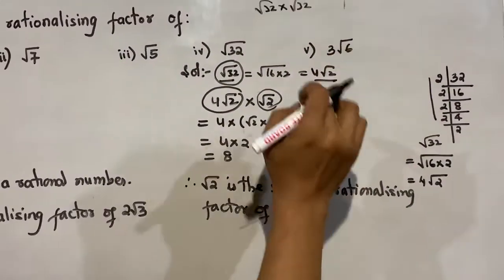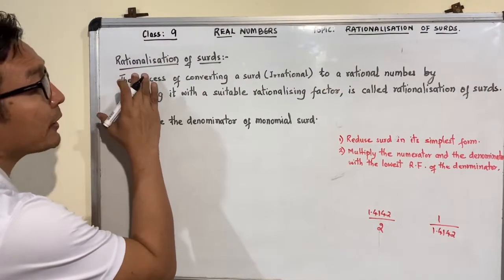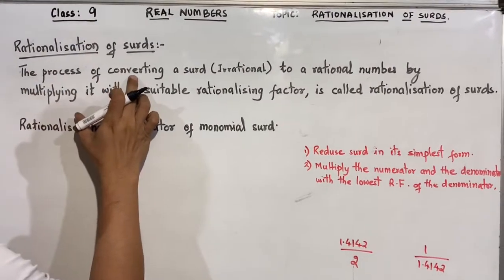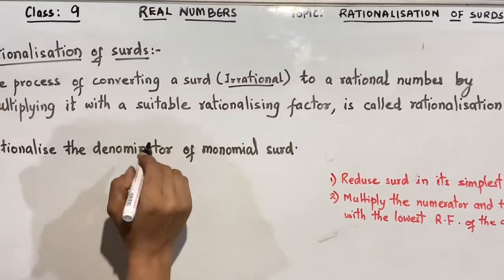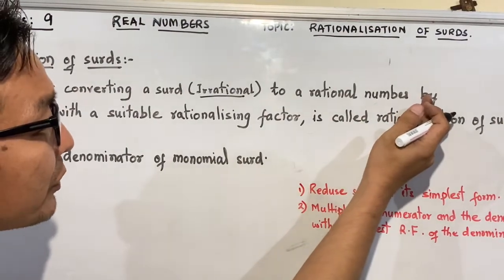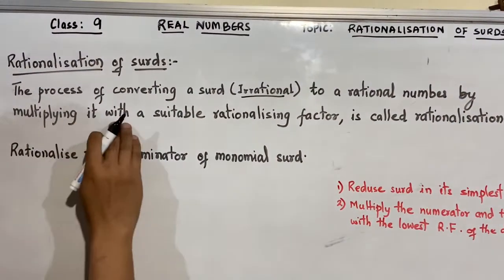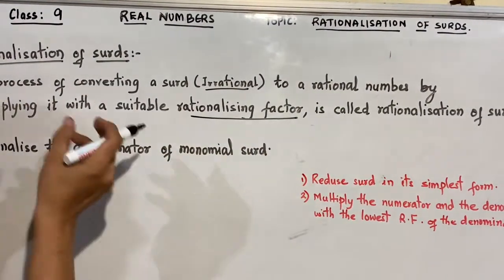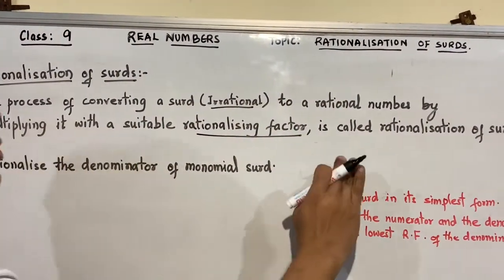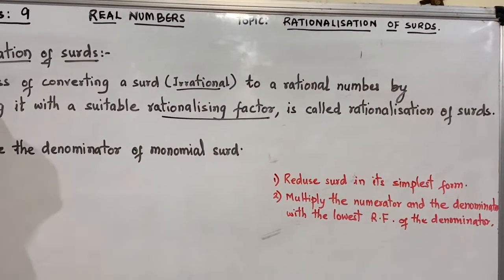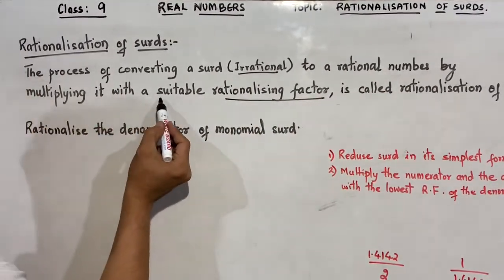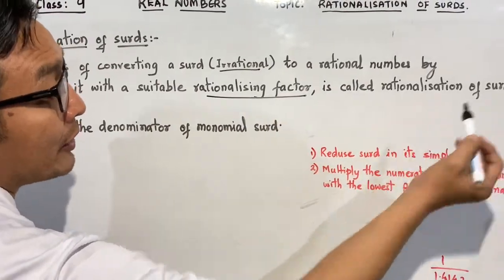Now, rationalization of surds. The process of converting a surd, an irrational number, to a rational number by multiplying it with a suitable rationalizing factor is called rationalization of surds.